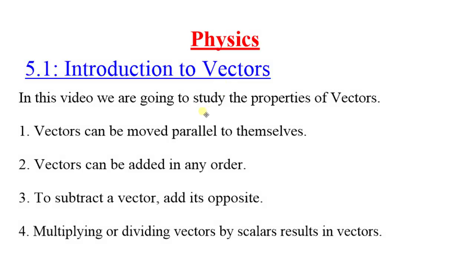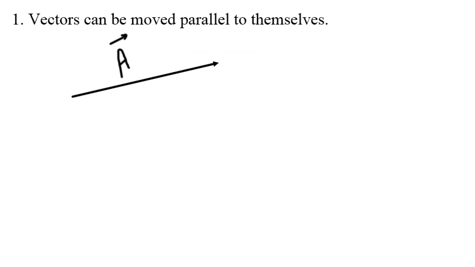In this video we are going to study the characteristics or properties of vectors. There are 4 properties for vectors. Starting with the first property, it says vectors can be moved parallel to themselves.